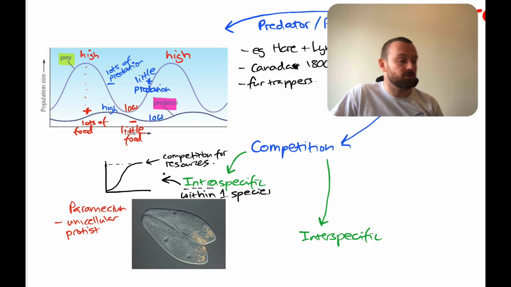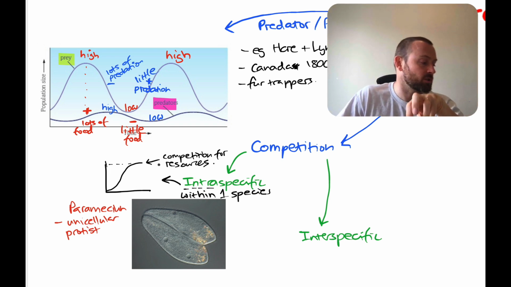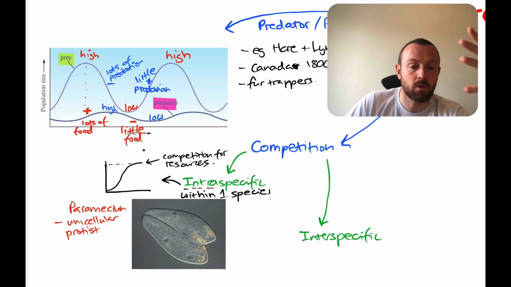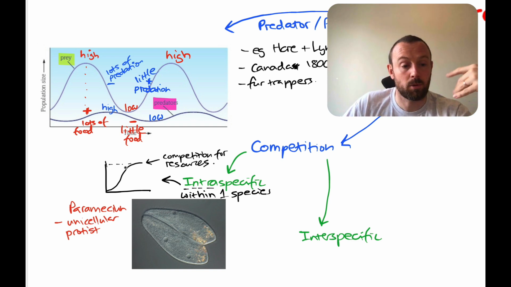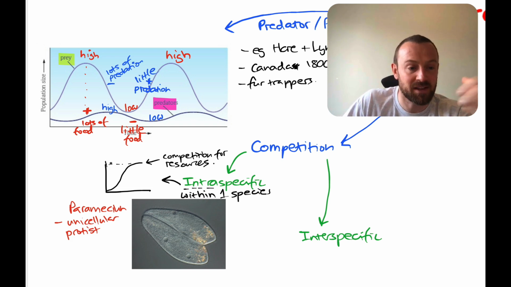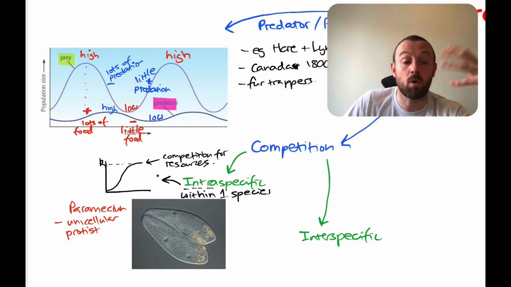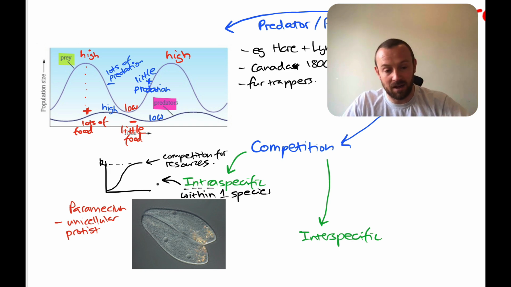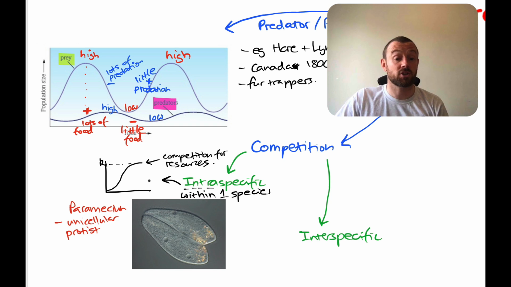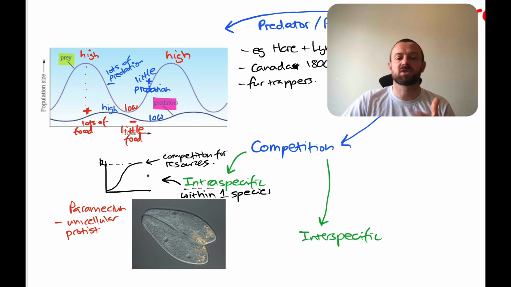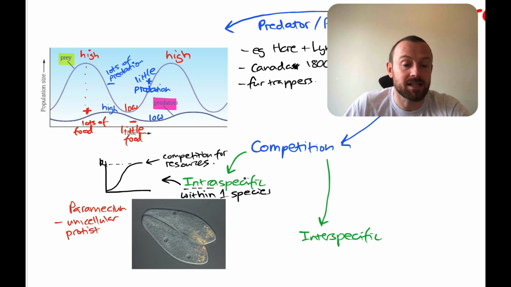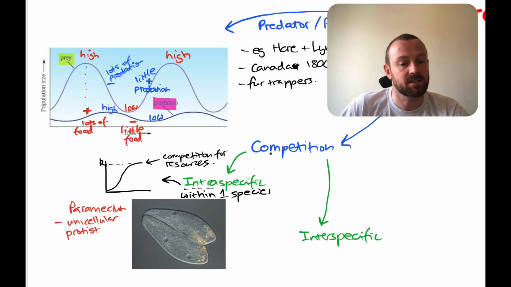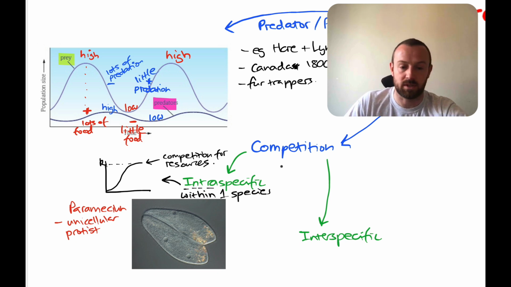Okay, so intraspecific competition is just competition within one species, and if the population goes above the carrying capacity K, then there's more competition, and the population may decrease. And if the population goes a bit below the carrying capacity, there's less competition, which means there's more resources, and the population may increase. So that's intraspecific competition, which I think is generally a bit easier to understand. But what about interspecific competition?